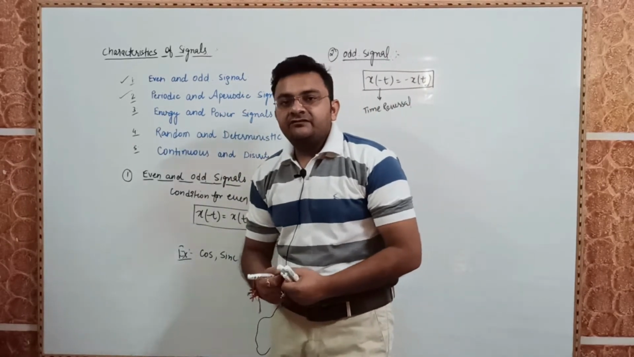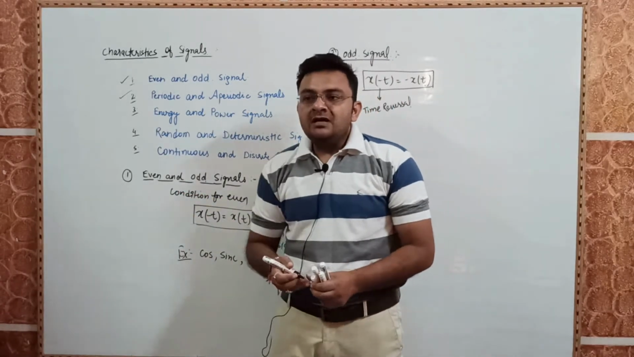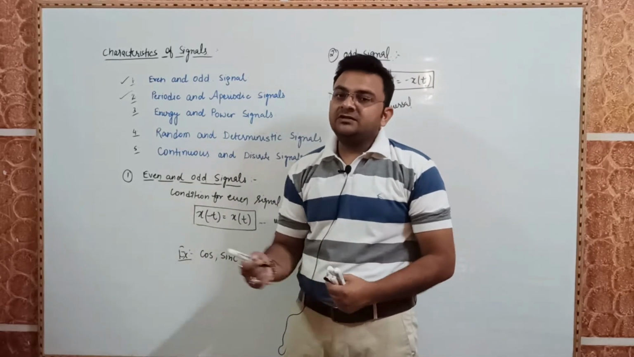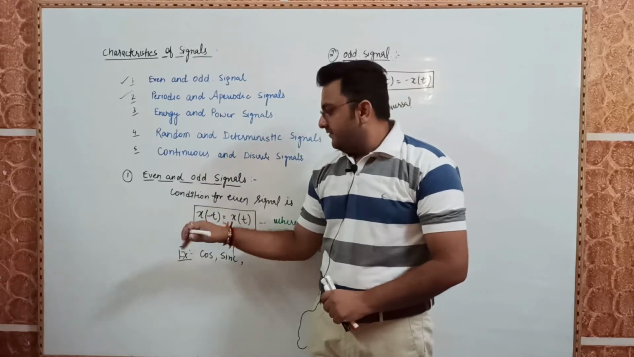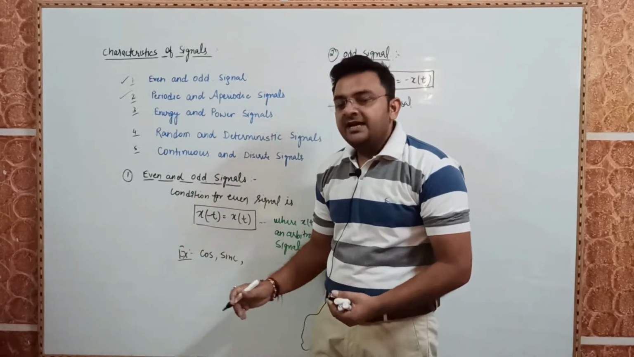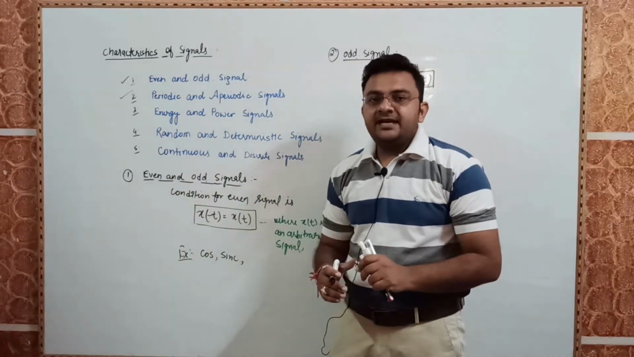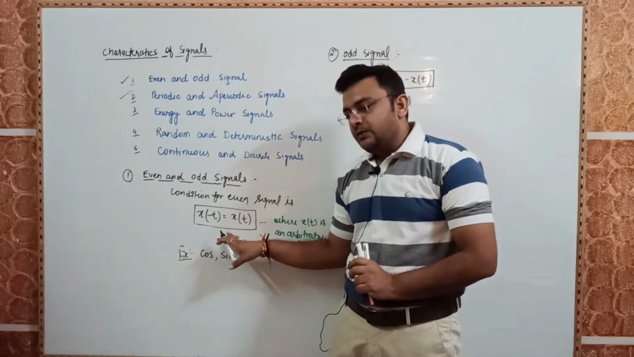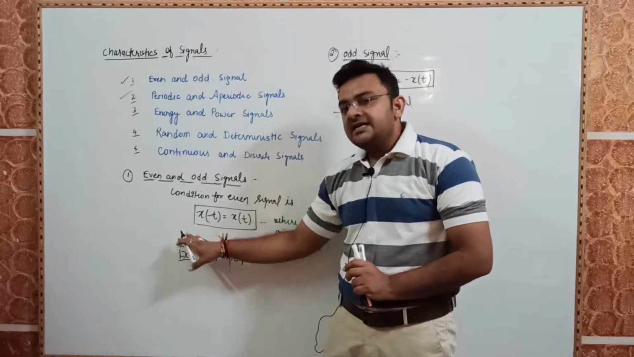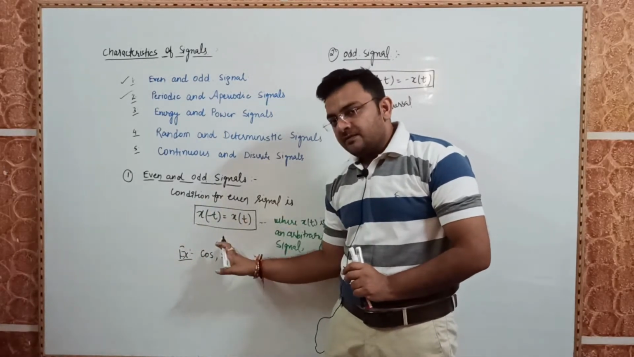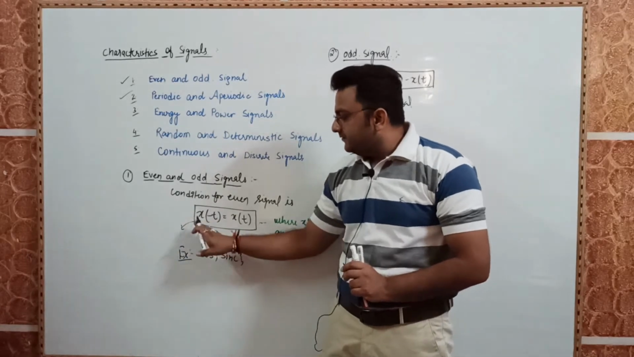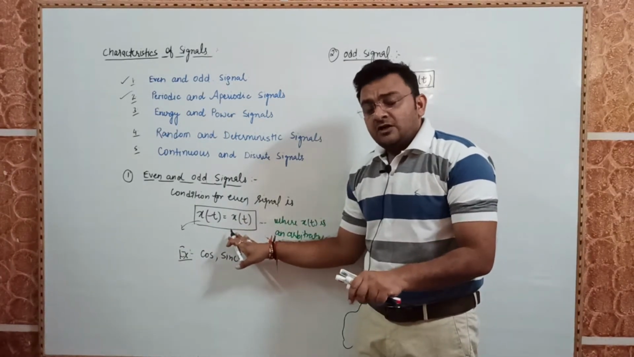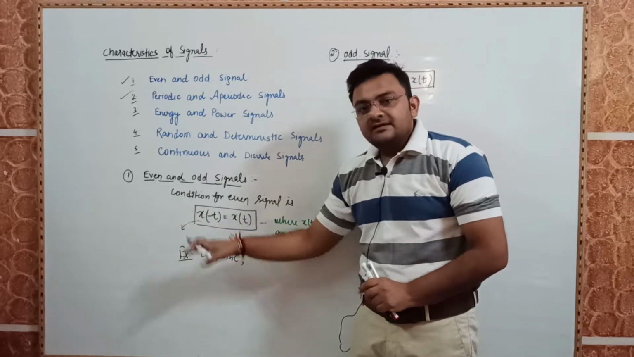So let us begin with the very first topic, that is even and odd signals. When the signal would be called an even signal, or when it would be called an odd signal, depends on these particular criteria. If we have an arbitrary signal x of t, and that signal satisfies the rule x of minus t is equal to x of t, then we say that the signal is an even signal, right? What is written here is basically that if the time reversal of an arbitrary signal is equal to the same arbitrary signal, then we say that the signal is an even signal, right?